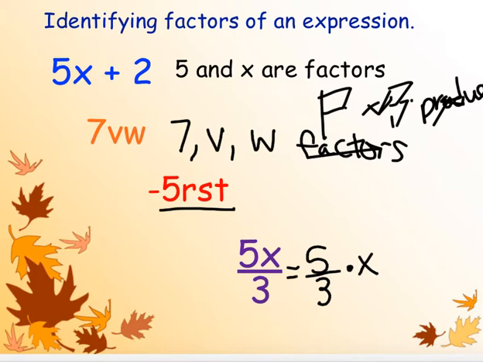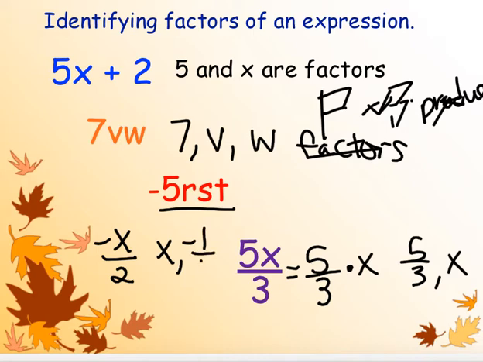Which means I have two things multiplied together here. I have 5 over 3 multiplied by x. So those are my factors, 5/3 and x. Just to give another example or two, let's say I have negative x over 2. Well, this means that I really just have negative 1/2 times x. So my factors are x and negative 1/2.